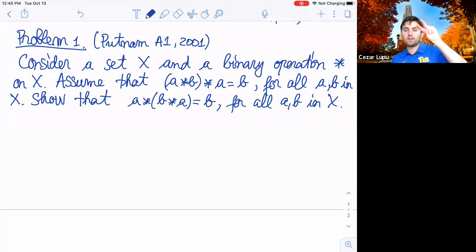And when you define the binary operation between A and B, you can also define the binary operation between B and A, right? A star B and B star A. The only thing is that you don't know that they commute. You don't know that this is associative. You don't know anything. You just know that there is a binary operation. So that's the trick. You don't have too many options here.